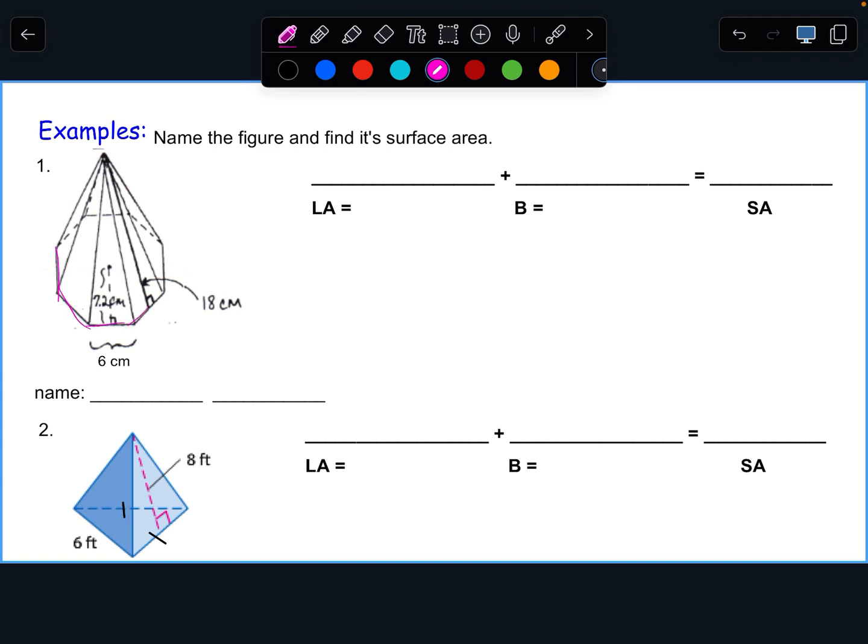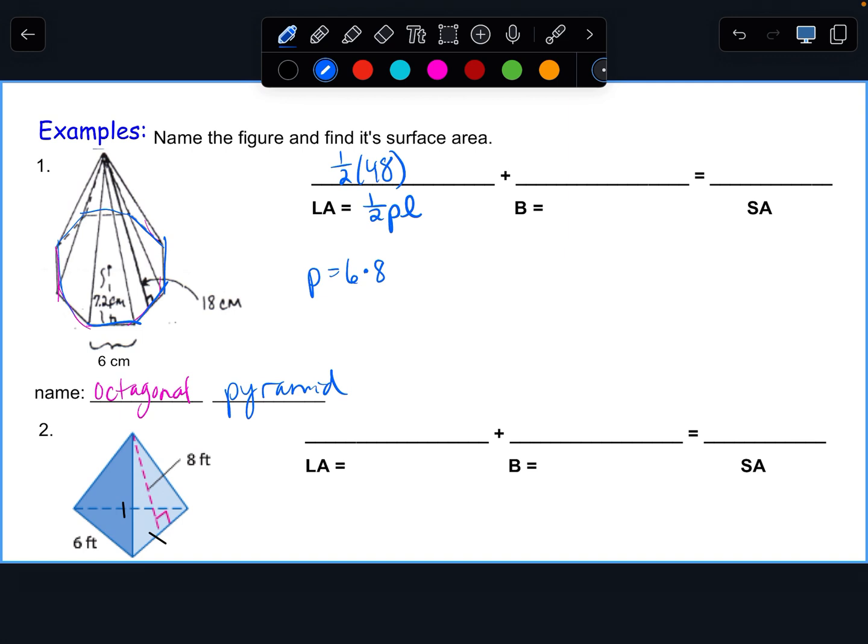So the name of it, you just look at the shape of the base and you say octagon. So you say octagonal pyramid. All right, so 1/2 PL. You do 1/2 the perimeter of the base. All the sides are the same. There are 6 sides, so you go 6 times, what, an octagon is 8. So 48. There you go.